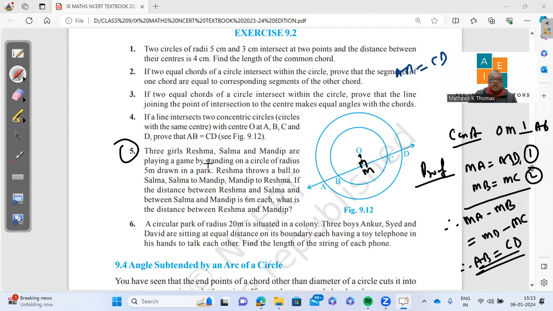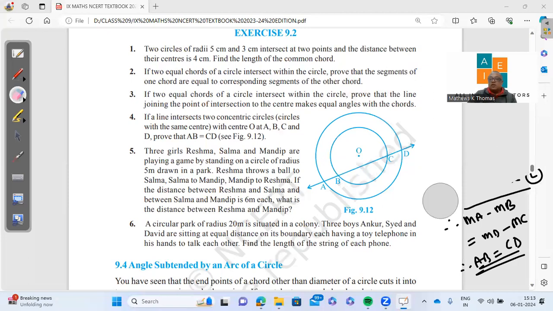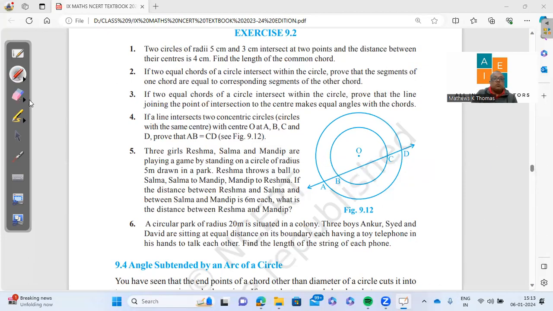Then question number 5. 3 girls, Reshma, Salma, Mandeep, are playing a game by standing on a circle of radius 5. Reshma is throwing the ball to Salma, Salma to Mandeep, Mandeep to Reshma. Distance between Reshma and Salma and between Salma and Mandeep is 6. What is the distance between Reshma and Mandeep? So it's a word problem. This can come as a case study as well. So let us break down this question into 3 parts.